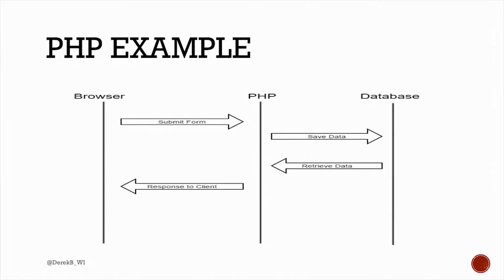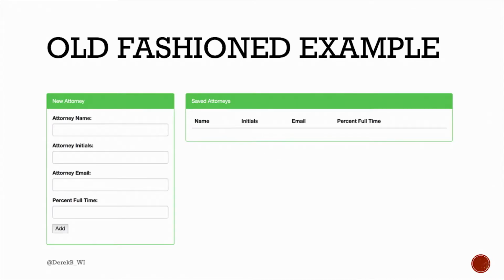So I'm going to start with the basic idea of a model view controller app that we're writing in PHP. Your browser submits a form. PHP saves the data somehow, probably retrieves data from a database and sends a response to a client. This is the basic life cycle of a PHP app, more or less. And in this model, you're always waiting for that full round trip to get back to your web browser, when you may want something more responsive.